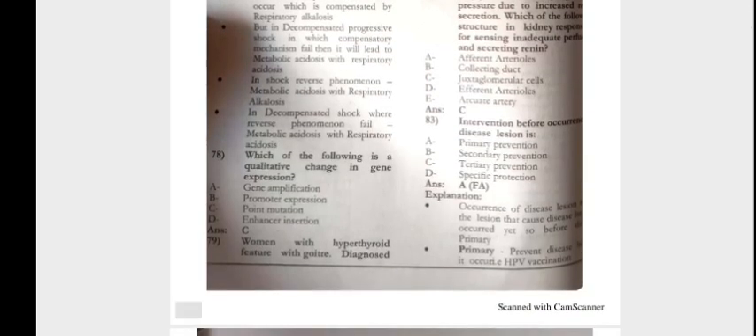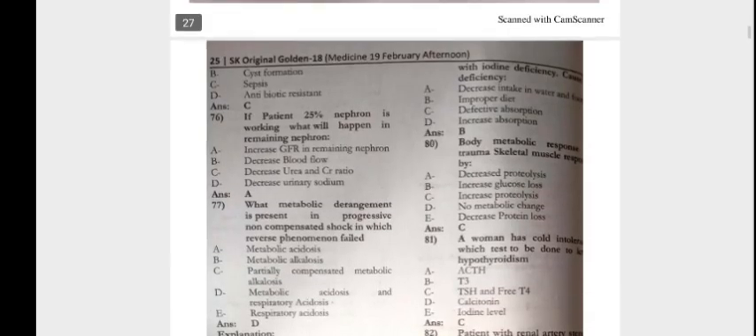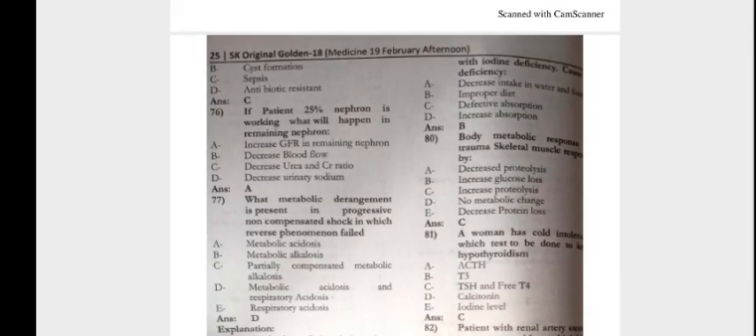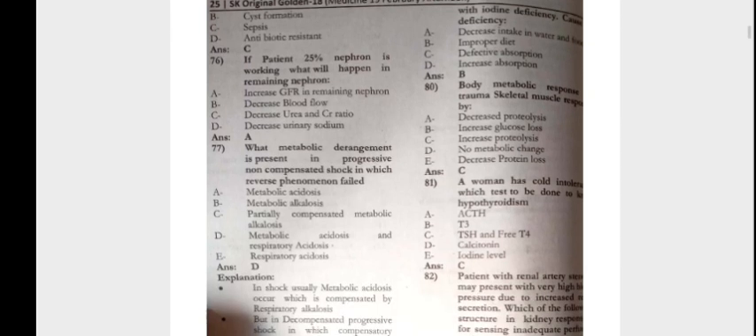Which of the following is a qualitative change in gene expression? That is point mutation. The woman with hypothyroid features with goiter, diagnosed with iodine deficiency. Cause of the deficiency would be improper diet. Body metabolic response to trauma: skeletal muscle response is by increased proteolysis.